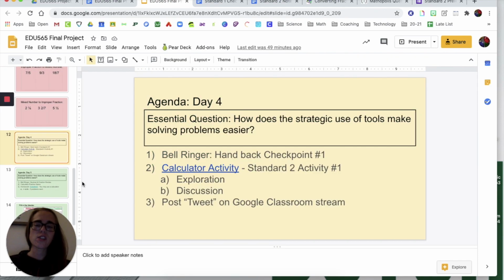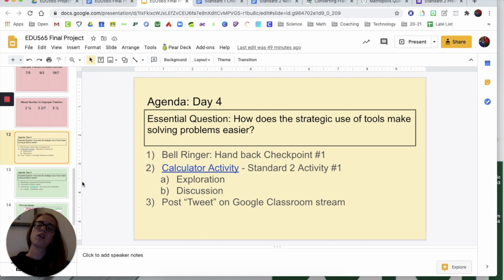In day 4, this is one of my favorite activities in this standard. This is the day that we get to start using our calculators. And this is a big day for 7th grade because it's the first year they're allowed to use their calculators. I'm going to give them a lot of time to explore. We would start this day by handing back the checkpoint, and students would reflect on that really quick in their journals.